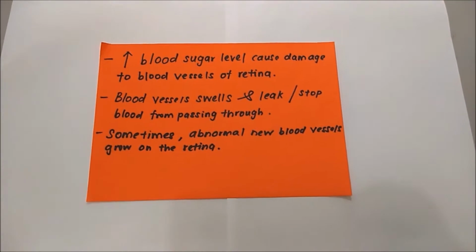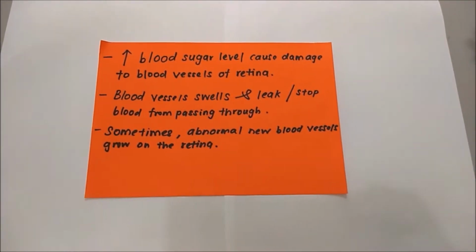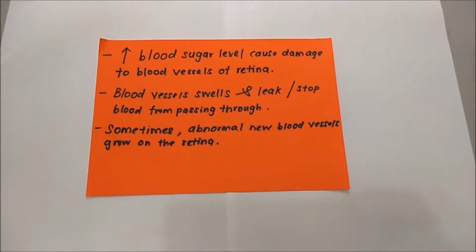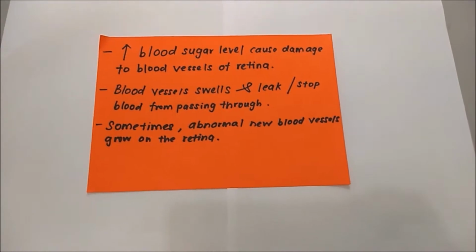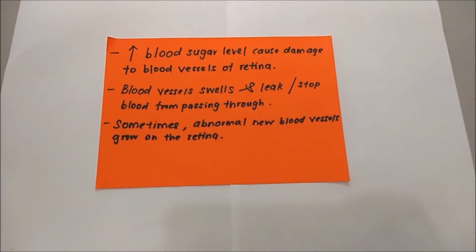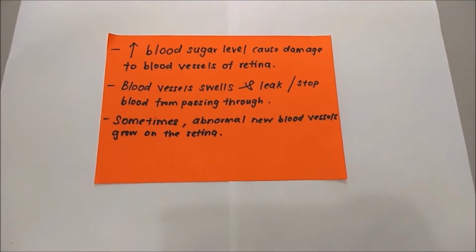It is an increase in blood sugar level which causes damage to the blood vessels of the retina. Blood vessels swell and leak and can stop the blood from passing through. Sometimes abnormal new blood vessel growth, also known as neovascularization, will happen on the retina.